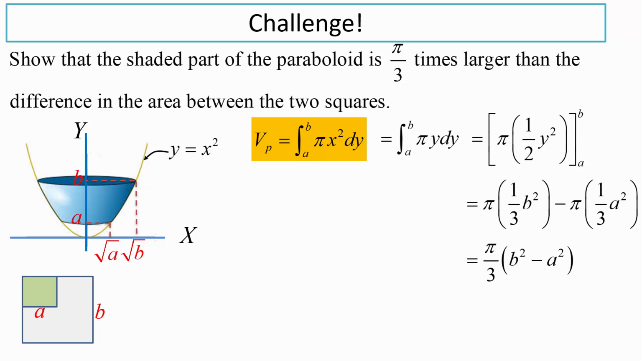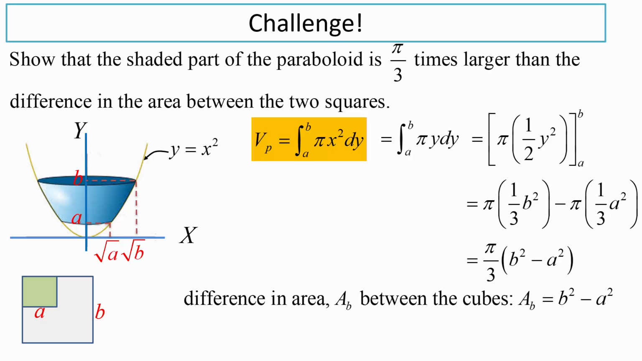Now let's see how that ties in with our area of the squares. The area of a square, of course, is length times width, same as a rectangle. So the area of the largest square is b squared. The area of the smallest square is a squared. And the difference between them will be b squared minus a squared. And let's call that AB. So it's easy now to see that VP, the volume of our paraboloid, is pi on 3 times our AB, the area of the difference between the two squares.